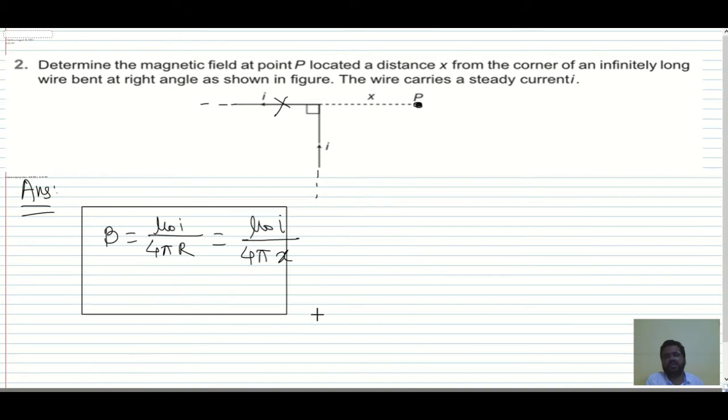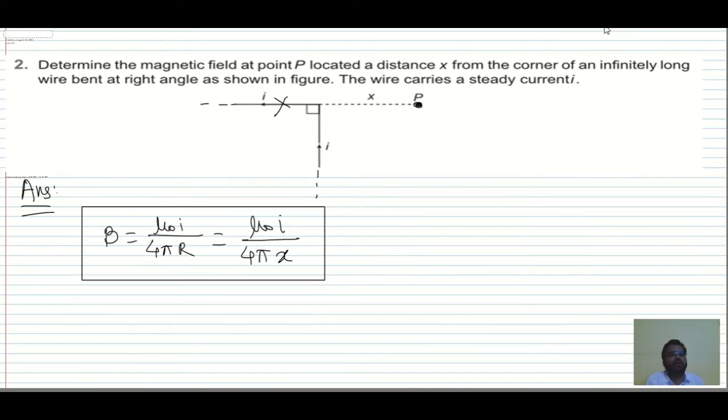So no need to calculate anything. And direction, if you want, just consider the current carrying conductor in your hand, curl your fingers at the point P, the fingers are going into the plane, that's why the direction will be into the plane. So this is the second one.